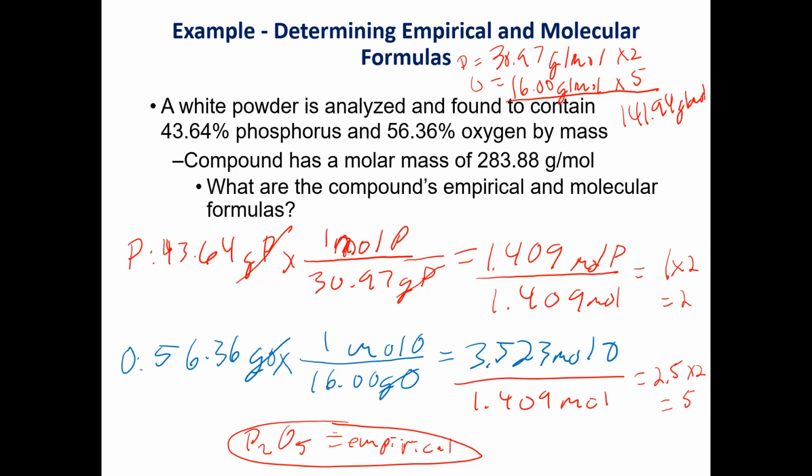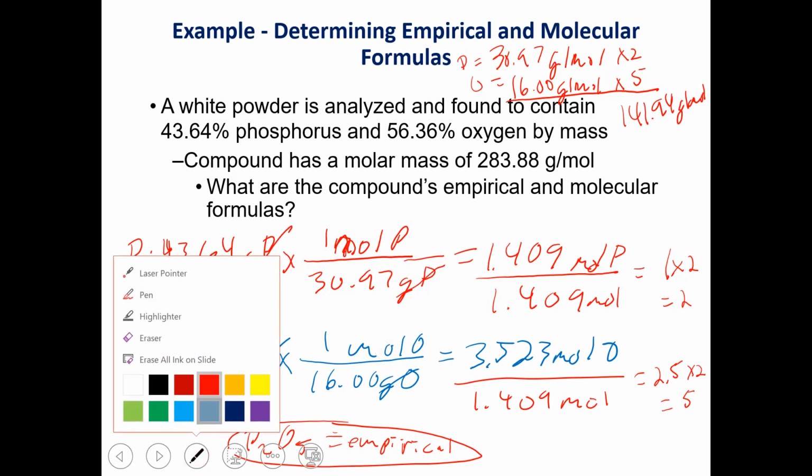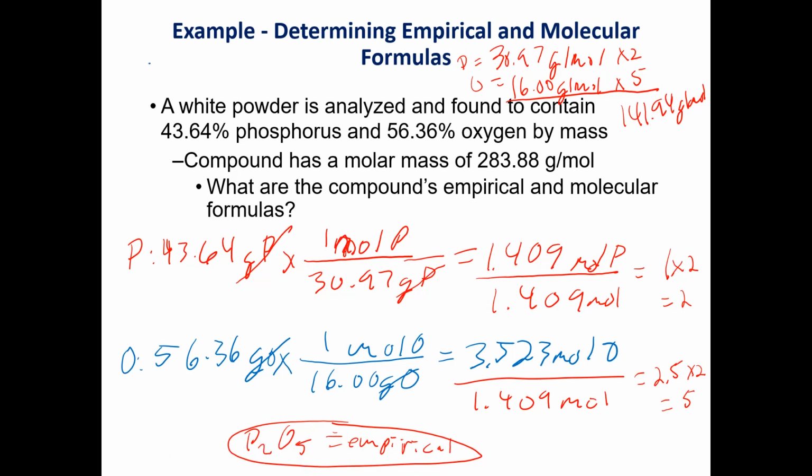So, when you're given a molar mass of 283.88 grams per mole for our compound, what we can do is we take the molar mass of the compound, which is 283.88 grams per mole, and we divide that by the molar mass of the empirical formula of our compound.